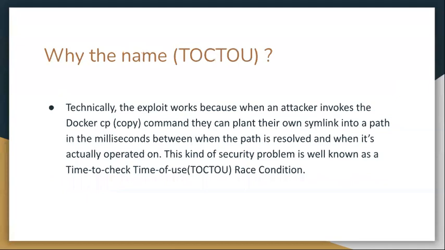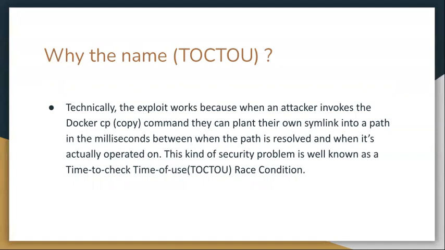Now, why the name TOCTOU? Technically, this exploit works because the attacker invokes a Docker cp command, and they can plant their own symlink into a path in the milliseconds between the path being resolved and the path actually being operated on. So when you run this Docker cp command, that basically creates a symlink.